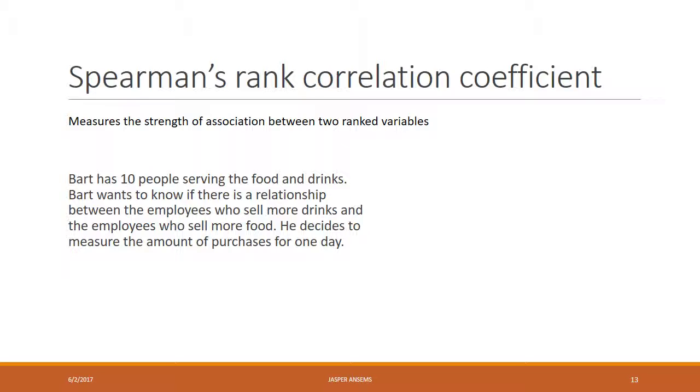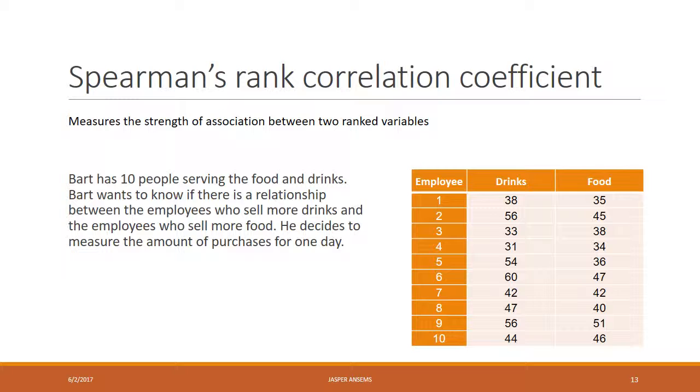Spearman's rank correlation coefficient. This measures the strength of association between two ranked variables. Bart has 10 people serving food and drinks. Bart wants to know if there's a relationship between the employees who sell more drinks and the employees who sell more food. He decides to measure the amount of purchases for one day, which is shown in this table. So for instance, employee 1 sold 38 drinks and 35 times food.